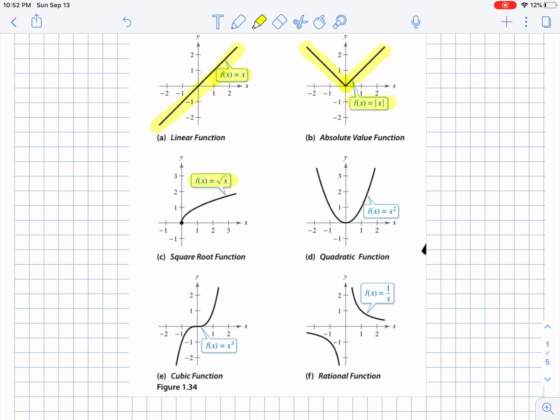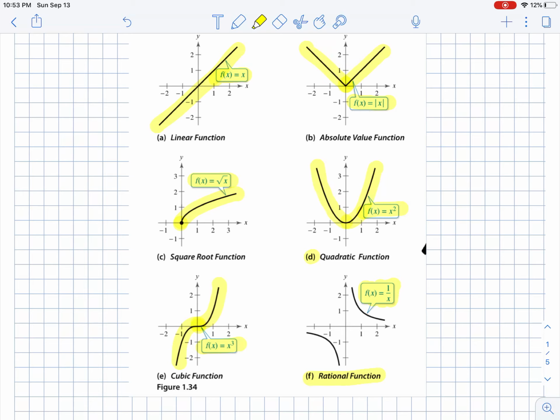This is the square root function, where we know a square root can't be negative, so it starts at 0, and it goes from there. This is a quadratic function, which is what we've been using. Parent function is y equals x squared. Starting at 0, 0, we go up and curve to the right and up and curve to the left. Here's our cubic function, where we start at 0, 0. It goes up to the right, but it can be negative because it's cubed, so it can go down to the left as well. And then our last one is our rational function, which is just 1 over x.